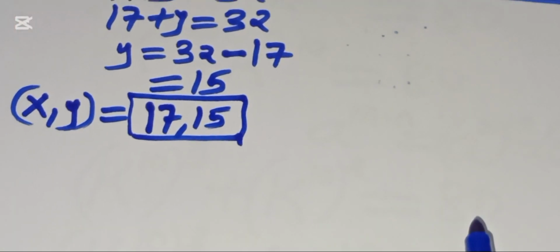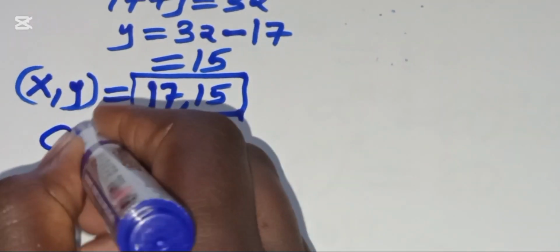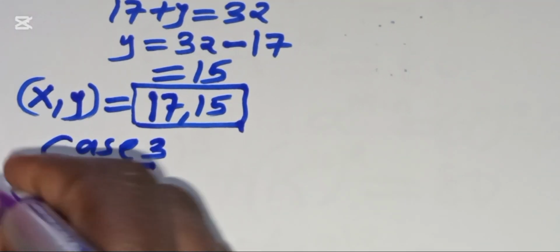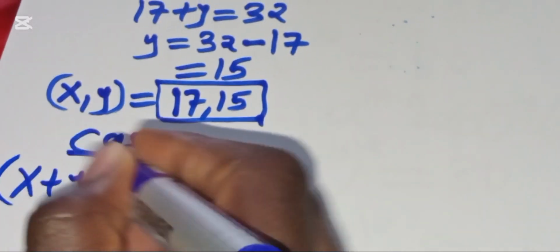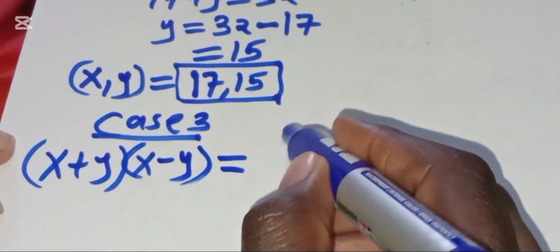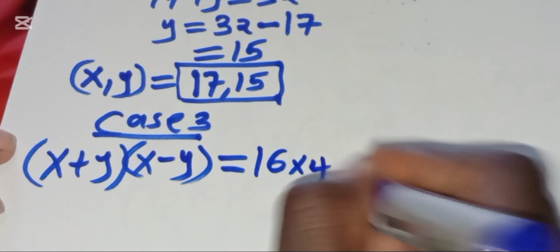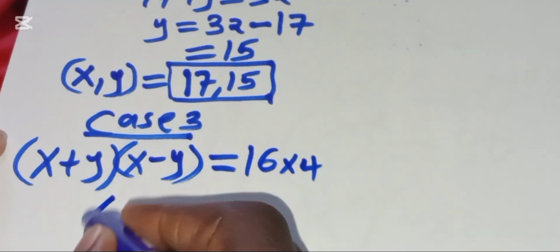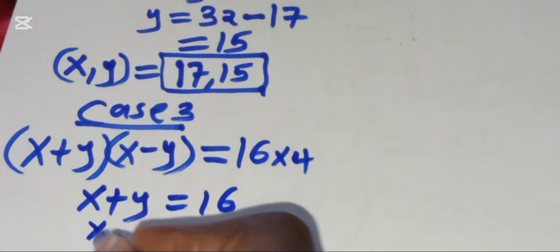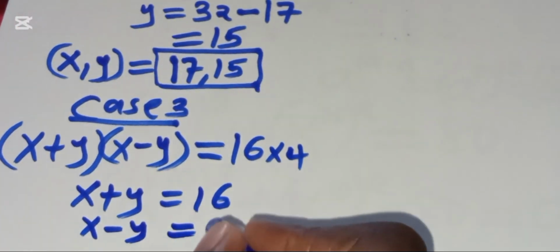Let's move to case 3, which is x plus y, x subtract y, equal to 16 times 4. Whereby you'll have x plus y equal to 16, and then x minus y equal to 4.